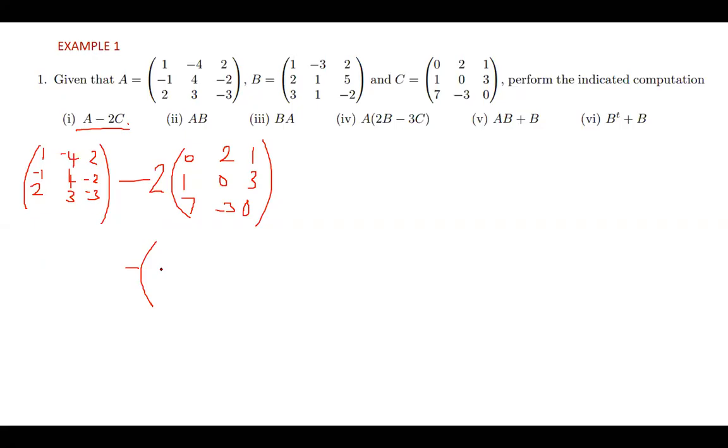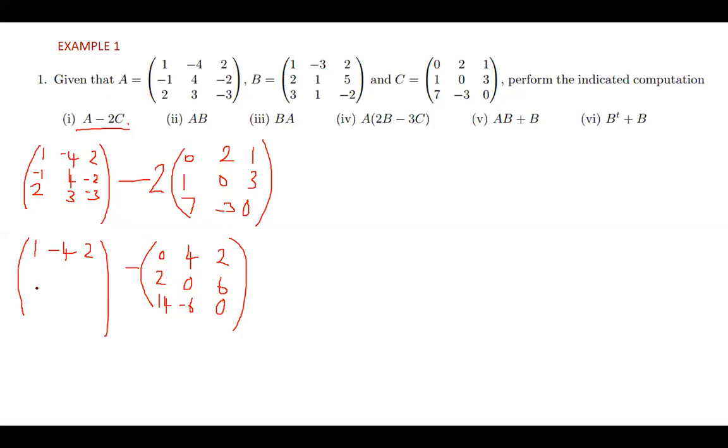You're going to have 2 times 0 there, you get your 0. And then 2 times 2, you get 4. Then this 2 times 1 there, you get 2. 2 times 3, you get 6. 2 times 0, 0. 2 times 1, you get 2. 2 times 7, you're getting 14. Then 2 times negative 3, you get your negative 6. Then 2 times 0, you get your 0 there. So after multiplying the scalar with the entries of the matrix, now you can subtract or add them.